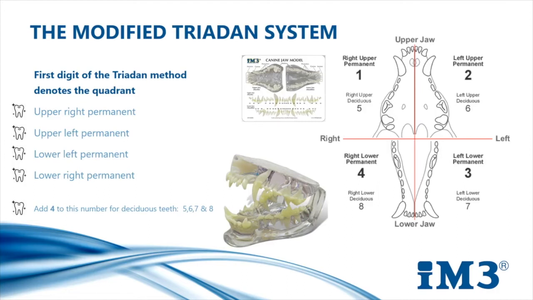We have these clear canine jaw models, and they're brilliant for education for both clients and also ourselves. The models can be separated for better visibility. Included with the model is a plastic educational chart, which is really good for showing the tooth and the root location, as well as the Triadan numbering system for ease of identification.